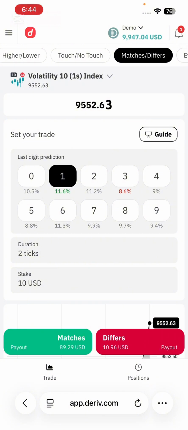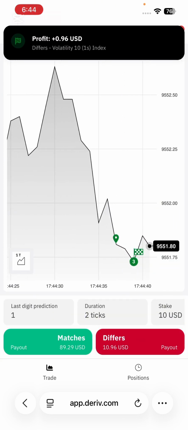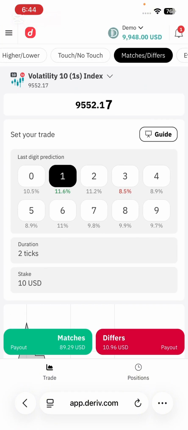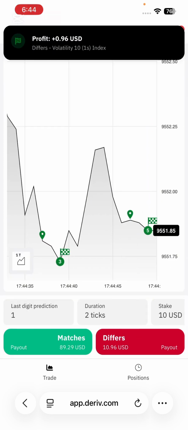And don't forget, our prediction is on 1, and we are trading differs. Take a look at this now. This is our first trade taken. It's still on 3 and it's still on 1. Take a look. This is the second trade we are picking.